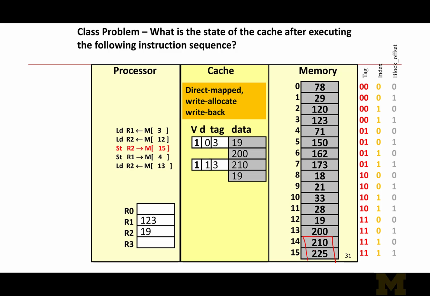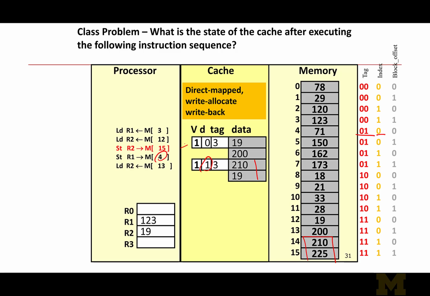Of course the memory is not going to get updated because it's a write back cache. Therefore I just need to set the dirty bit so that when this block does get evicted, I would make sure to write back the data into memory. So the next address for us is 4, tag is 1, index is 0.